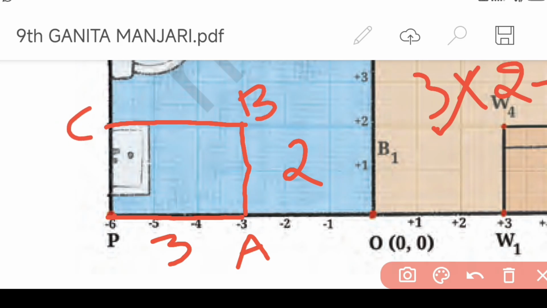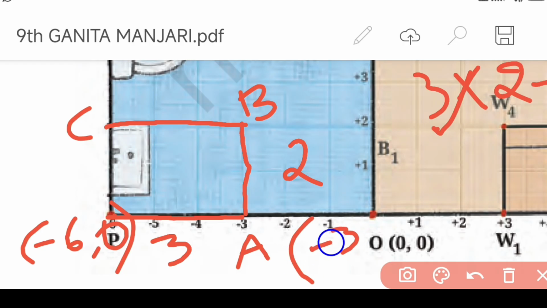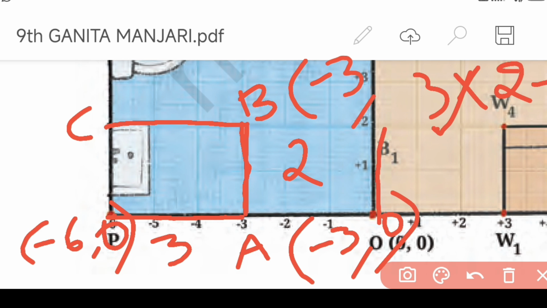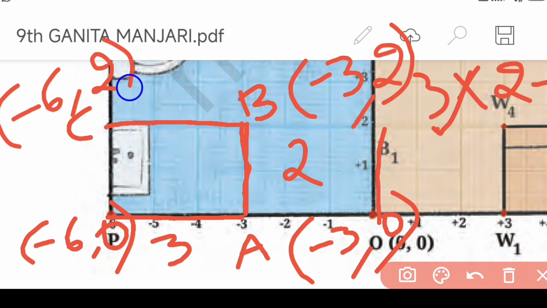Find out the coordinates of the corners. So already we found the coordinates of P, which is minus 6 comma 0. These are the coordinates of point P. What are the coordinates of A? Is minus 3 comma 0. B is minus 3 comma plus 2. These are the coordinates of B. Next, what are the coordinates of C? Minus 6 comma 2. So these are the coordinates of the corners of wash basin area.